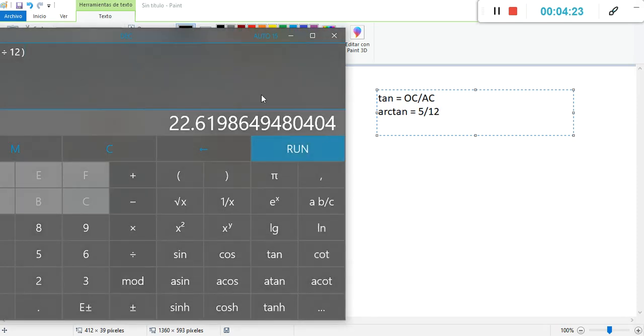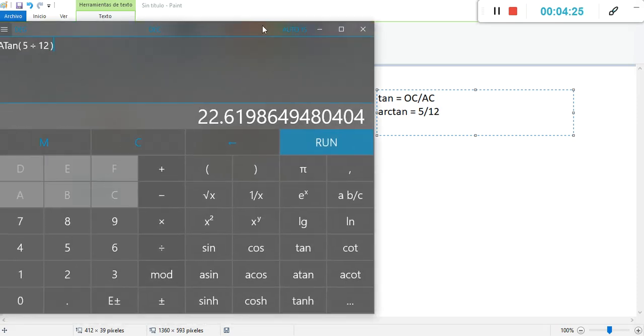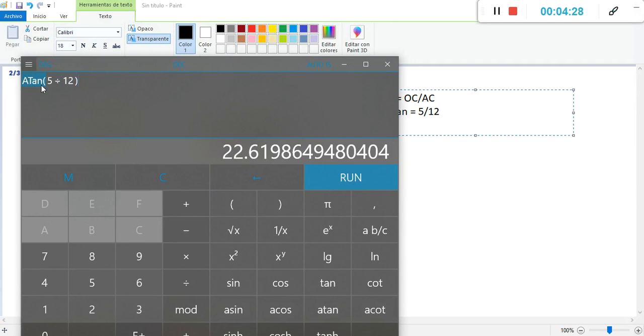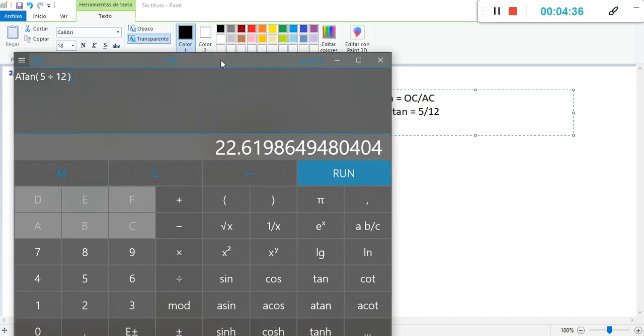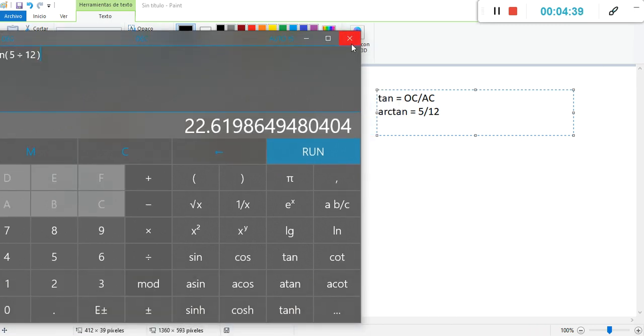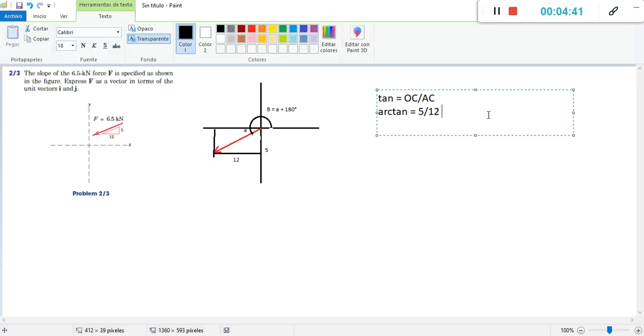Now we make the calculation. Arctangent of 5 over 12 gives 22.619. We round it to 22.62 degrees. And this is the value of A. So we write A is equal to 22.62 degrees. And now we need to find beta.